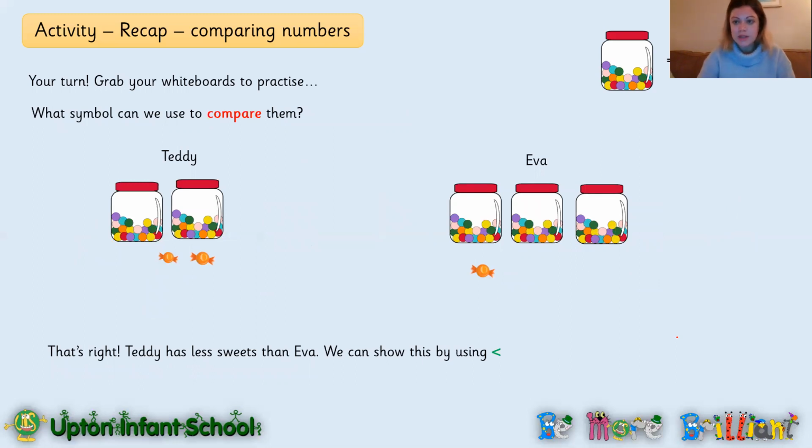So now it's your turn to have a go. So grab your whiteboard if you haven't got it already, and I want you to have a go at this question yourself. So just pause the video and do exactly what we just did. Count how many sweets they have, and then try and remember which symbol you would need to use. Does Teddy have less sweets than Eva? Does Teddy have more sweets than Eva? Perhaps they have the same number of sweets. Okay, so just pause the video and come back in just a second when you've had a practice on your whiteboard.